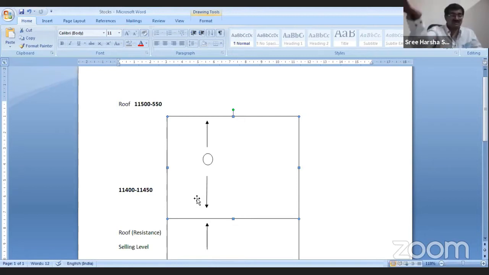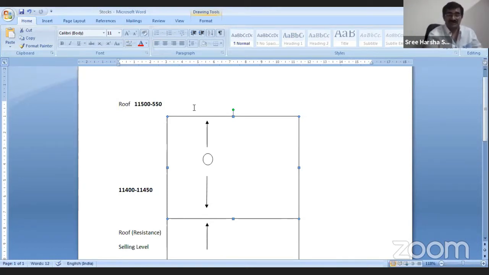Let's assume the reverse way. I am here, and from here I am coming down. This gets broken, and when this gets broken, it falls down. This is a place where the bounce back always used to come, and now since the bounce back is not coming, that place will start acting as a resistance. Whenever it breaks this and starts coming up, the selling pressure will come at this place.